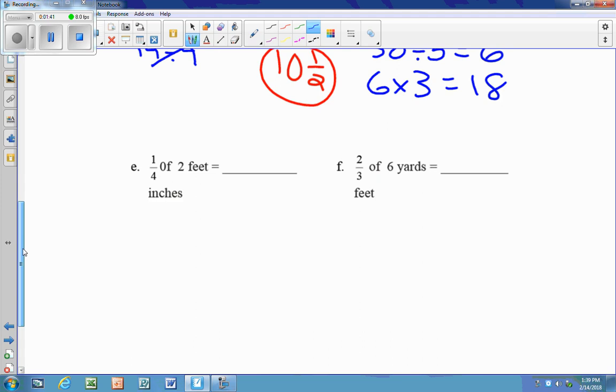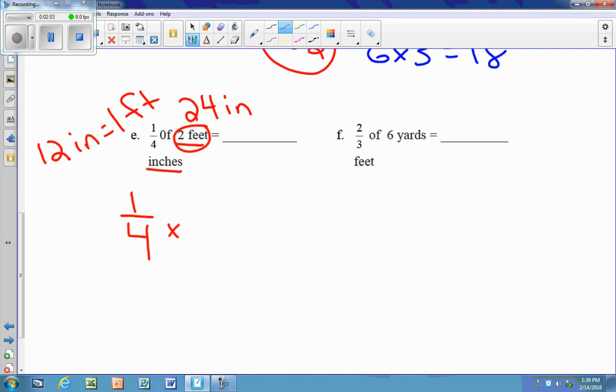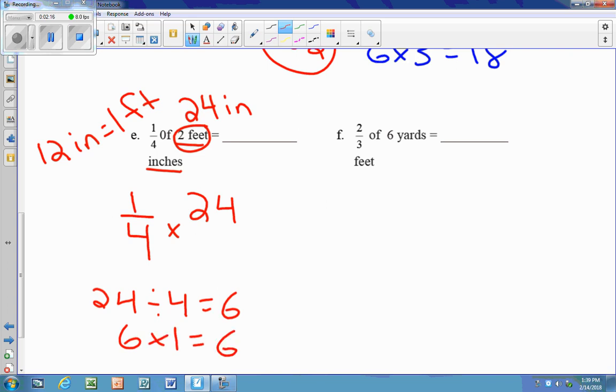We're now going to look at the 2 on the bottom. These are a little different because they have some units. Here we have feet and inches. We know that there are 12 inches in 1 foot. So since we have 2 feet, we know we're working with 24 inches. So we are really finding 1/4 of 24. We do the 24 divided by 4, and we have 6, and then the 6 times 1 equals 6. So we know that 1/4 of 2 feet is really 6 inches.